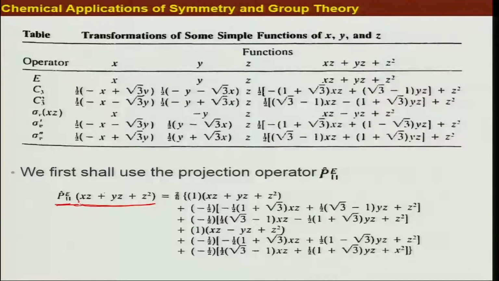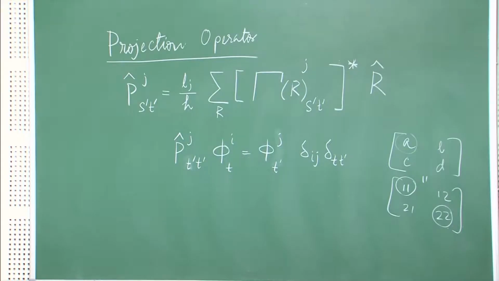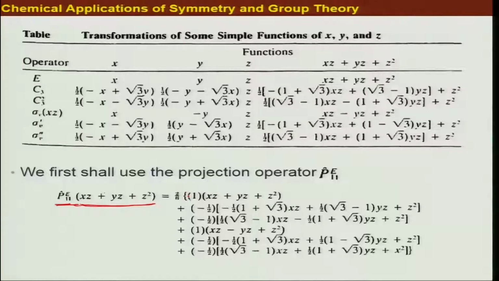In order to do that, we have to get the form of this projection operator that I just mentioned. So Lj is 2, H is equal to 6, and then if you look at the form of the projection operator over there, you get the matrix elements corresponding to a particular symmetry operation, right? You start with say E, then you go for C3, then C3 squared, then sigma V xz, sigma V prime, sigma V double prime, in that way. All right. So you see how we have operated this projection operator on this function.